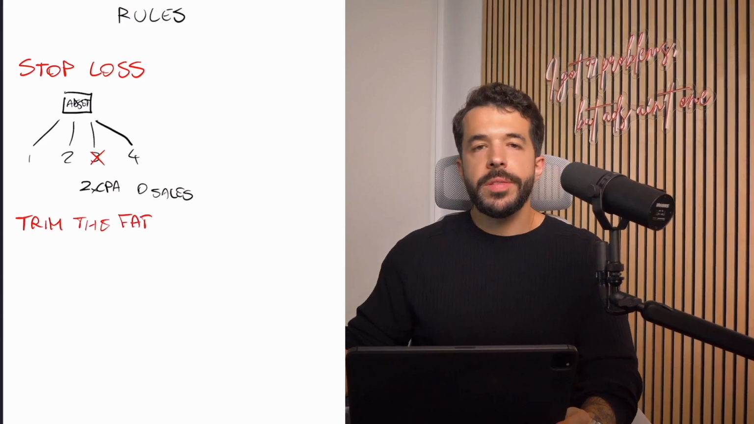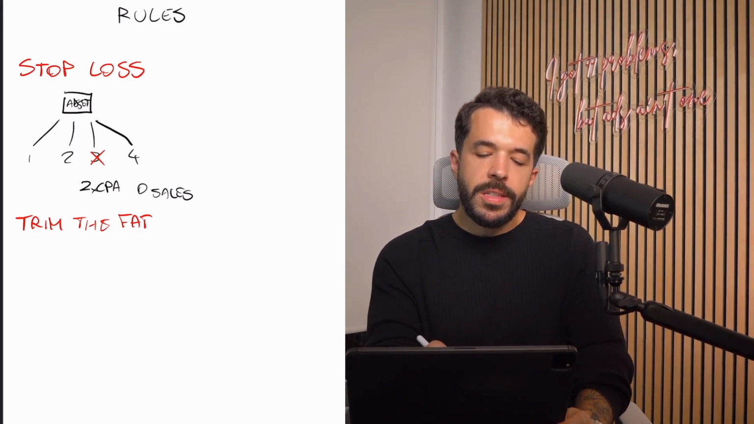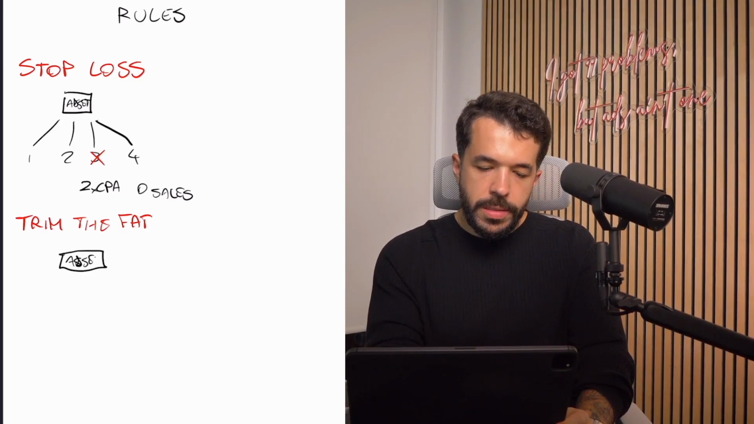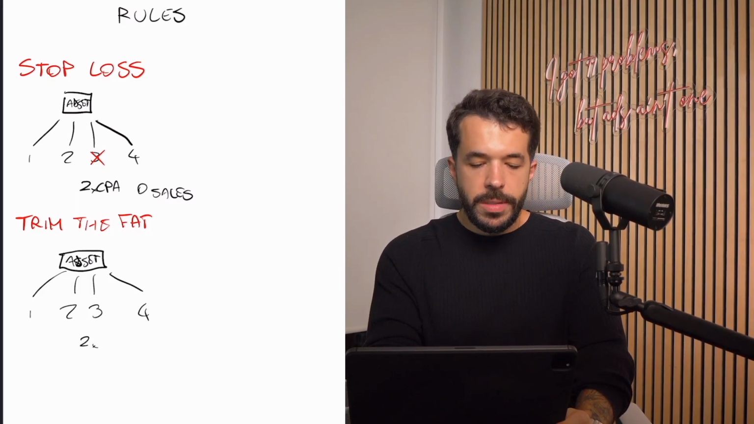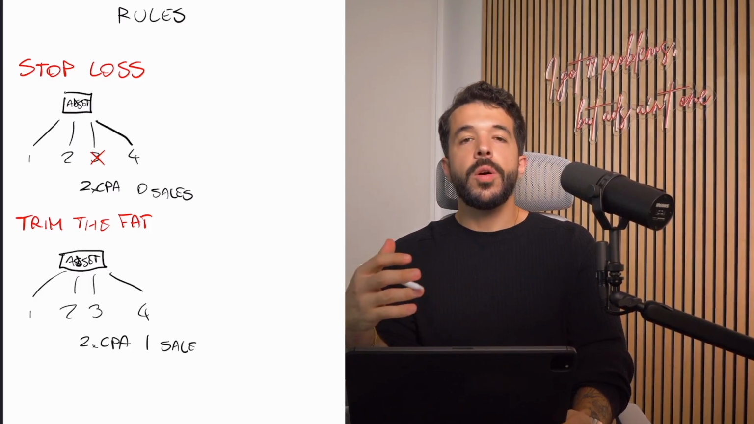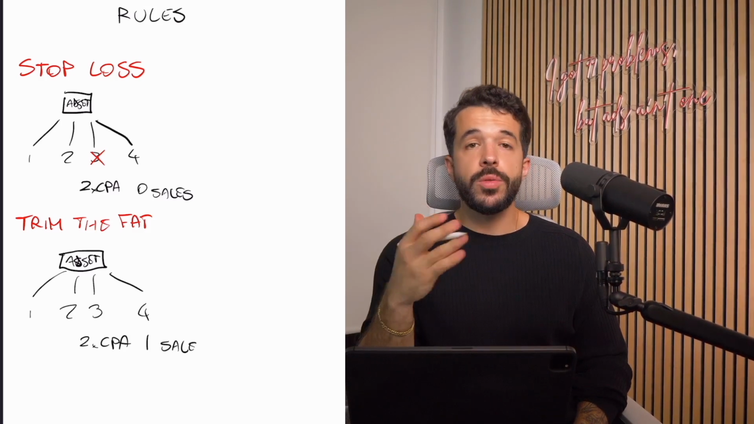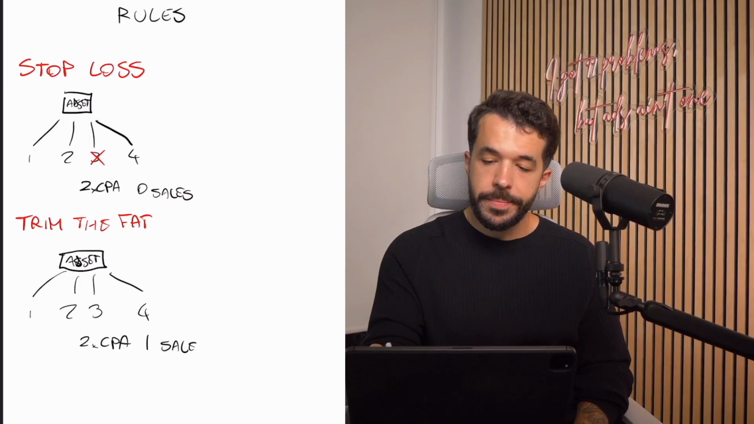The second rule we use is what we call trim the fat. With trim the fat, you basically have the same situation, but rather than having 0 sales, let's replicate this, ad set, 1, 2, 3, 4. In this case, ad number 3 spent 2 times the CPA. We had, let's say, 1 sale within the first few days. We let it run, and after a few days, we look at the actual results, and if the CAC is higher than the target CPA, then it's time to kill it.